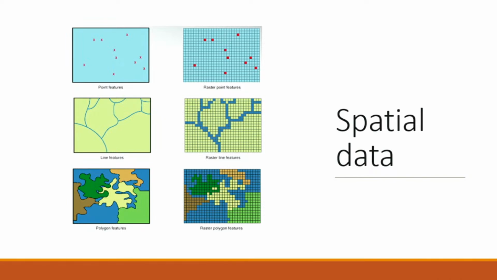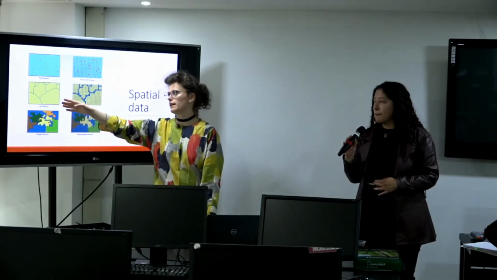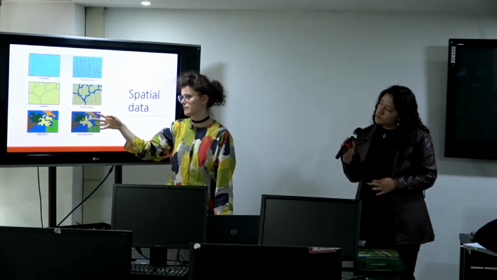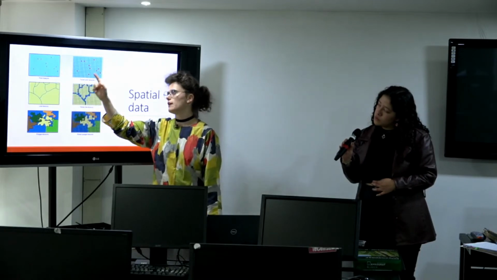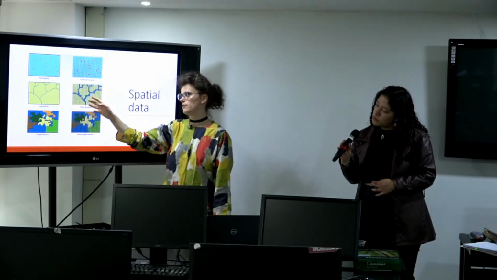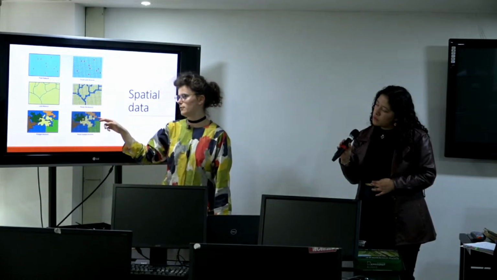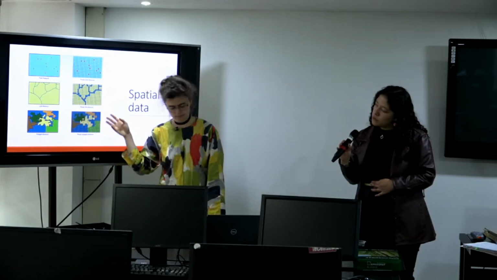And you can always translate back this into a raster. So typically, point features can be point on a raster, line features can be line on a raster, polygons can be reproduced into this raster.